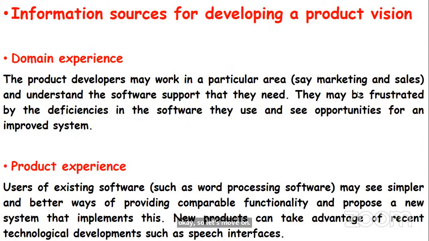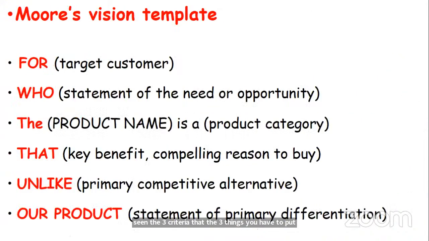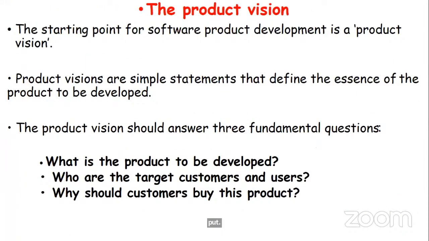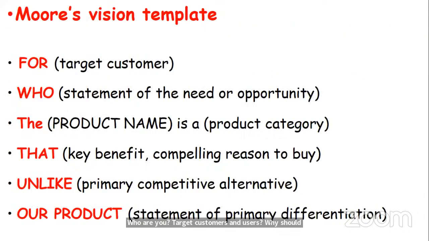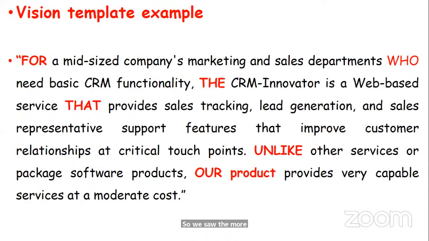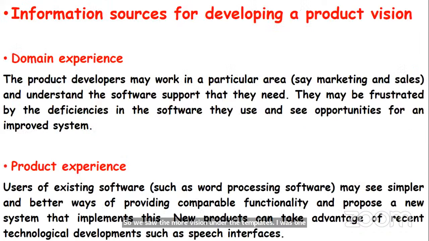So, information sources for developing a product vision. So you have seen what a product vision is. You have seen the three criteria, the three things that you have to put. Let me go back. These are the three considerations. What is the product to be developed? Who are the target customers and users? Why should customers buy this product? So we saw the Moore vision template, and we saw an example. So what sources can you get some of this product vision from?